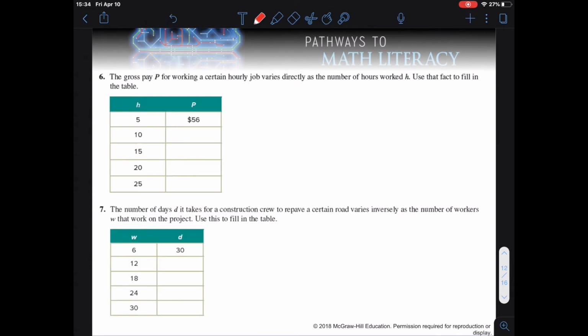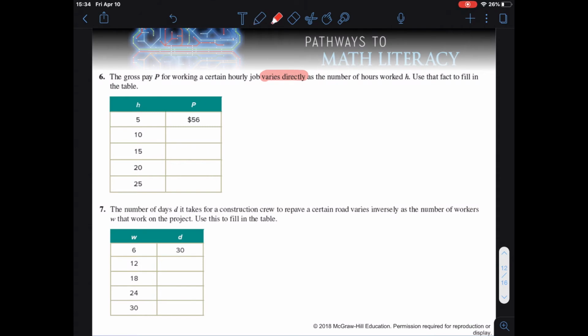So let's begin working with the gross pay for a certain hourly job. It's going to vary directly as the number of hours worked each. And we're going to use that fact to fill in the table. So I don't know the equation for this. I could come up with it, but I can just use my idea of varies directly. If one doubles, the other should double. If one triples, the other should triple.